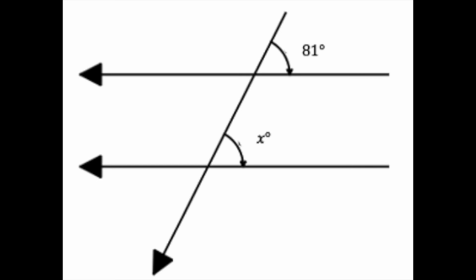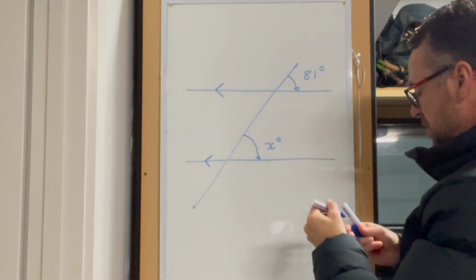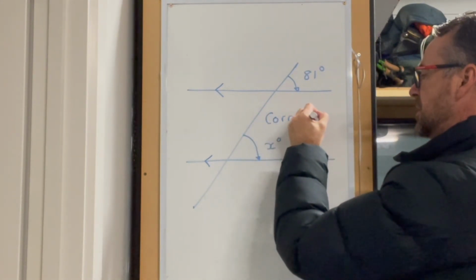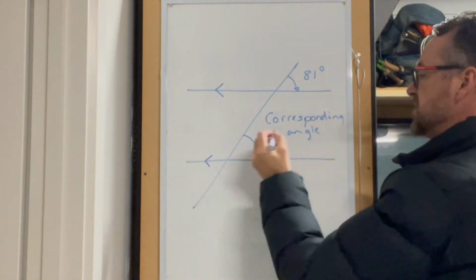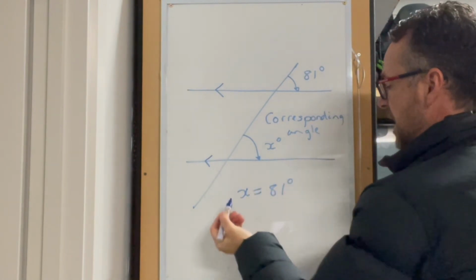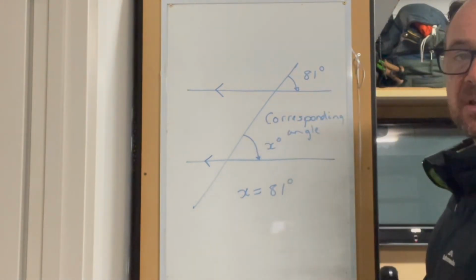Okay, the next question has these two parallel lines here. Okay, so what we can see here is we have 81 degrees here and we have a corresponding angle which is x. So simply we can say that x equals 81 and we would give the reasoning that it is corresponding in this particular diagram.